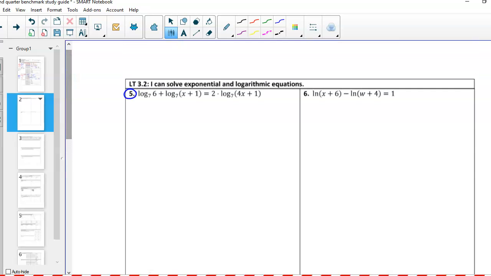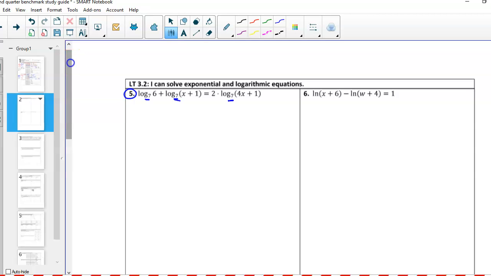So with these problems, you need to remember all of your log and exponential rules. How can we combine them? Can we condense them? Can we expand them? Can we rewrite them? What can we do when we're adding? What can we do when we're subtracting? All of those rules. Alright, so here we have the same base.